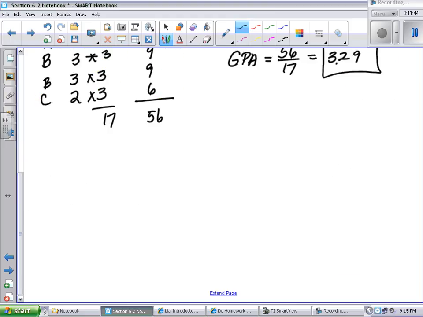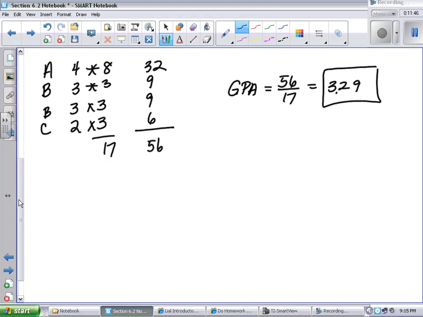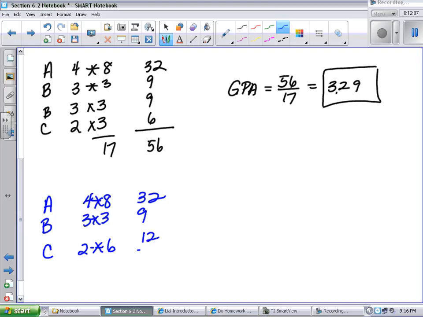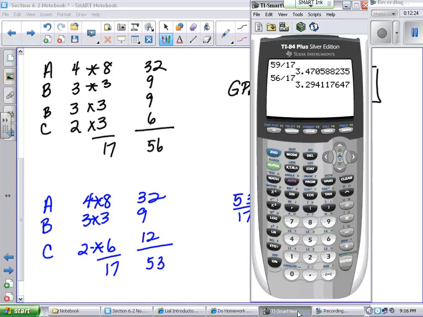What happens if those last 2 grades drop to C's? So the first 2 are going to stay the same. The A and the B. 4 times 8 is 32. 3 times 3 is 9. But then what happens if she gets C's, or 2 quality points, in those 6 credit hours, those 2 questionable classes? She still has 17 credit hours, but now her point total drops to, let's see, 32 and 9 is 41, 53. What's 53 divided by 17? On the calculator.